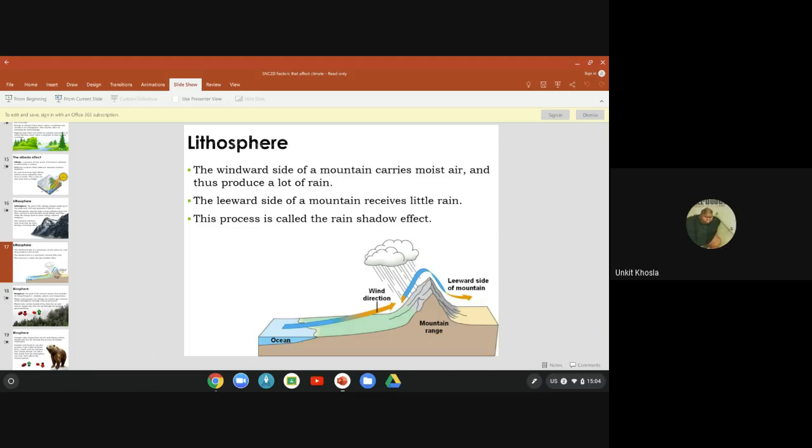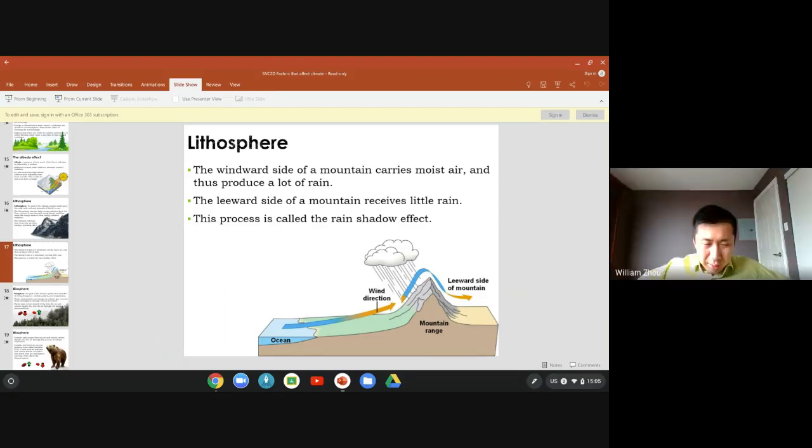Okay. Yeah. So the ocean's pushing the moisture up the mountain, and so that's like rain. What exactly is that side?